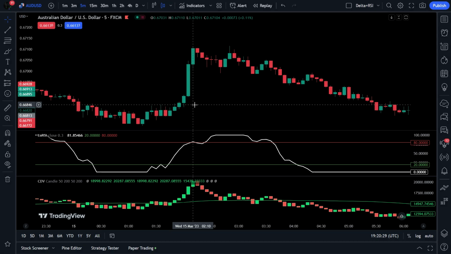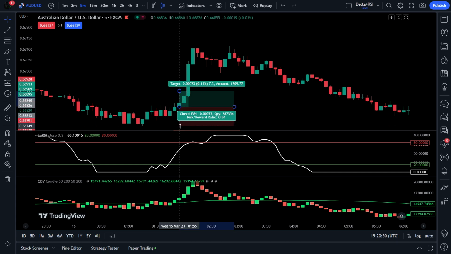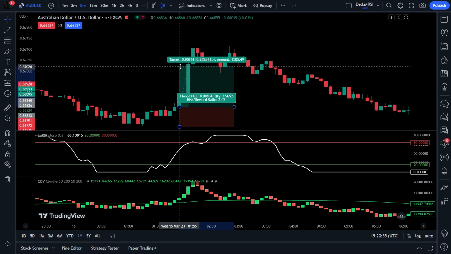Our requirements for our long positions are as follows. First, we need the Laguerre RSI to be breaking out of the oversold 20 range displayed in green. Secondly, we need our cumulative delta candles to be green, and we must break above the SMA 50 level like so. If both requirements are met, then we are free to take a long position. We set our stop loss at the most recent swing low, and for this strategy, we are targeting a risk-to-reward ratio of 1 to 2.